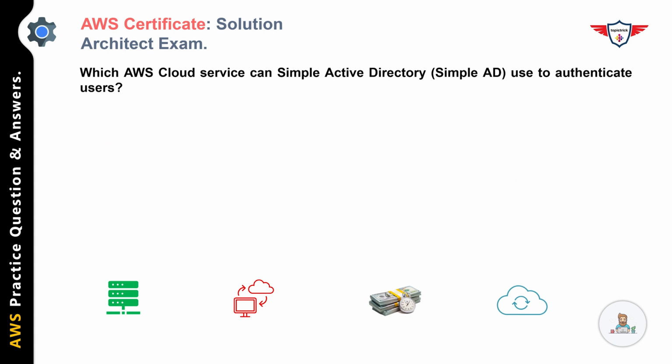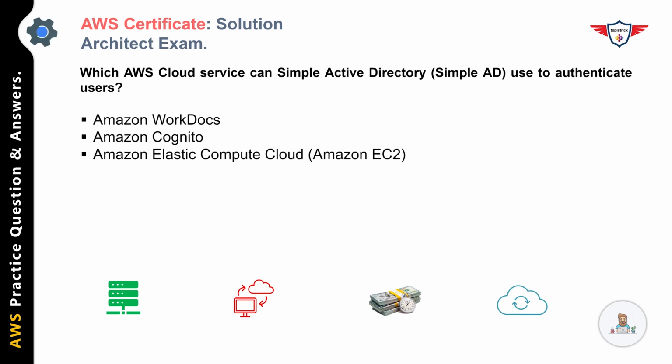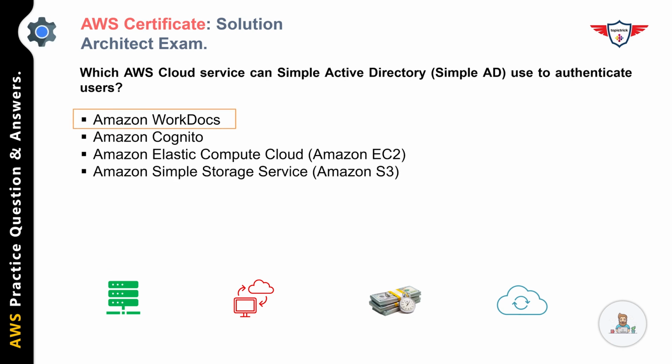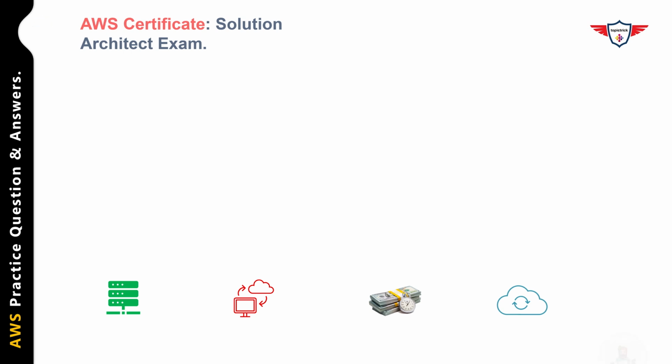Which AWS cloud service can Simple Active Directory, that is Simple AD, use to authenticate users? Your options are Amazon WorkDocs, Amazon Cognito, Amazon EC2, and Amazon S3. The correct answer is option A. That means that Simple AD can be used to authenticate users of Amazon WorkDocs. Options B, C, and D are incorrect because Amazon Cognito is an identity provider and you cannot use Simple AD to authenticate users on Amazon EC2 or Amazon S3.